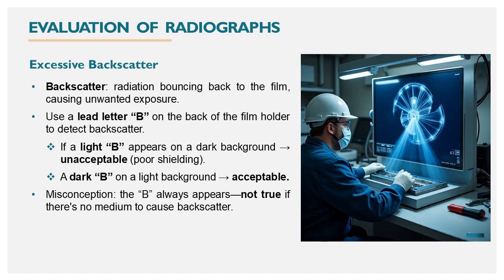Excessive backscatter. Backscatter is radiation bouncing back to the film, causing unwanted exposure. Use a lead letter B on the back of the film holder to detect backscatter. If a light B appears on a dark background, it means unacceptable or poor shielding. If a dark B appears on a light background, it means acceptable. Misconception: the B always appears. That's not true if there's no medium to cause backscatter.